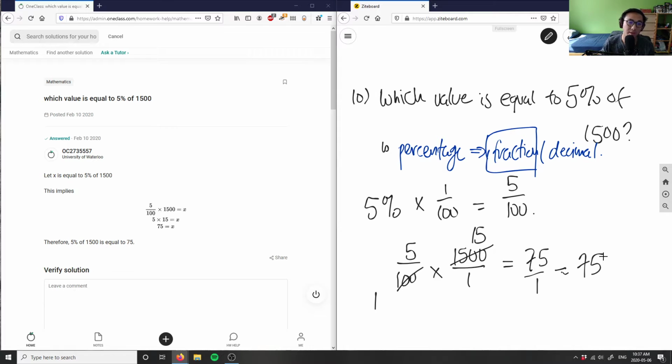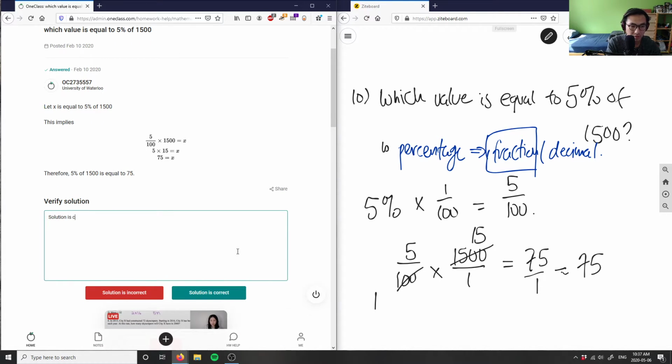So this solution is correct. Again, therefore, 5% of 1500 is equal to 75. Again, I got 75 as well. So the solution is correct. Good analysis here.